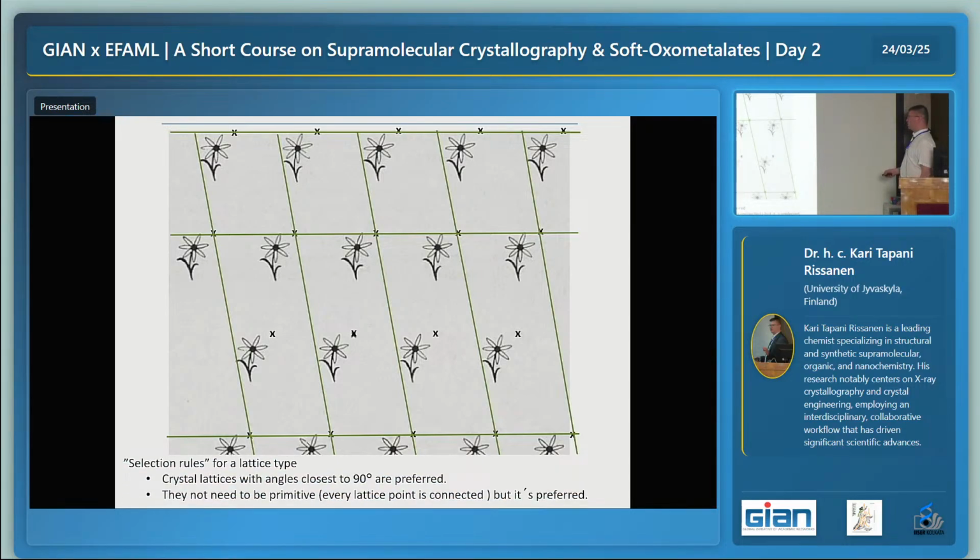So the point selection rules for these things, we call them lattices, you will see later on. We always try to make this box so that it has right angles, so the angle will be 90. We always aim as close to 90 as possible, because that makes the calculations mathematically easier. And they don't need to be primitive. Primitive means that you have the points in the corners. And this one here, with an additional point in the center, we call non-primitive.